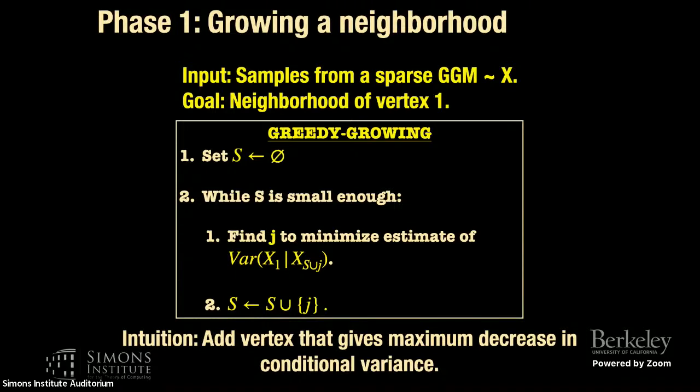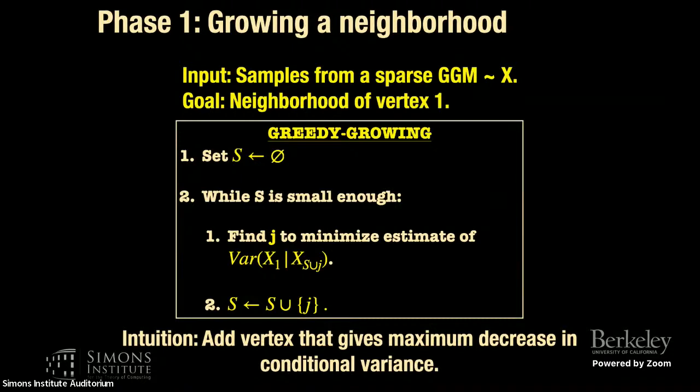And the greedy rule is as follows. As long as the set of vertices picked so far is small, I pick a new vertex which gives me the most bang per buck in terms of reducing the variance of the vertex that I'm trying to build a neighborhood of. In other words, I look at the variance of x1 conditioned on all the vertices that I already added, plus the new vertex j. Whichever j minimizes the estimate, I'm going to add that to my set of vertices. The idea is that conditioning on the neighbors should reduce your conditional variance the most. And that's the algorithm.